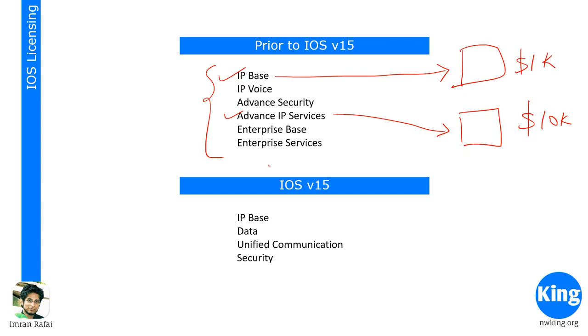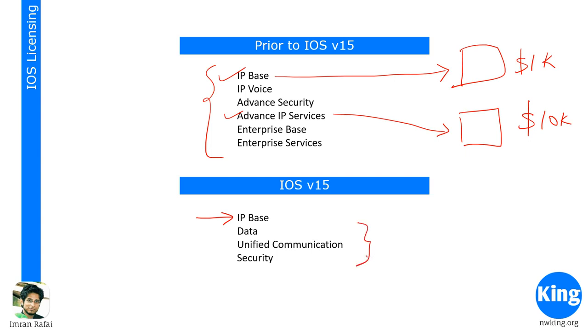Now, the Universal Operating System has the IP Base. IP Base is a lifetime license. It is enabled for everyone, right? So IP Base is enabled for everyone. All the other three functions, the data, unified communication, or security, run on licenses.